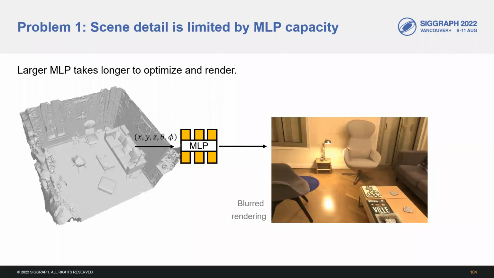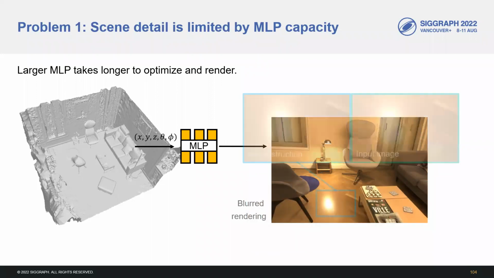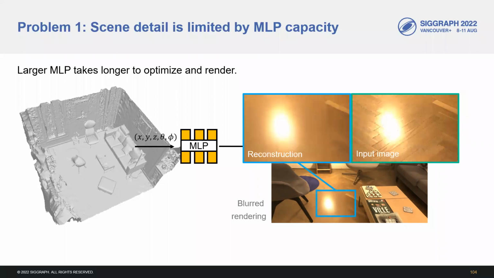If I took a larger MLP, it would take me an incredible amount of time to train it to convergence. And what you often find then, if you can't train it to convergence, is that you get, especially on reflected regions, blurred reconstructions. This is actually a window pane in front of these shutters here. Or around the specular reflections, you get blurring, things like this.